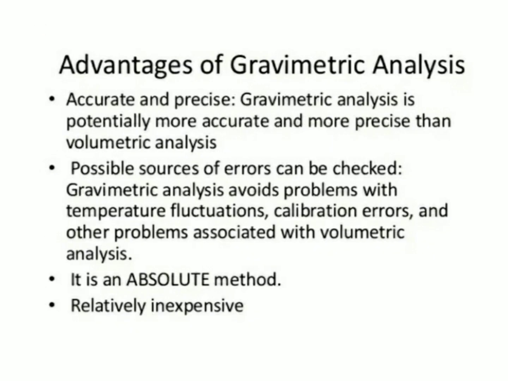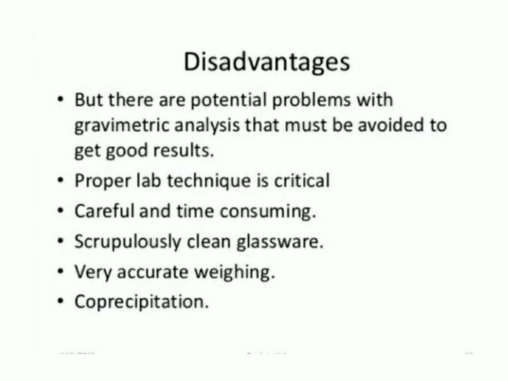Advantages of gravimetric analysis: accurate and precise. Gravimetric analysis is potentially more accurate and more precise than a volumetric analysis. Possible sources of errors can be checked. Gravimetric analysis avoids problems with temperature fluctuation, calibration errors, and other problems associated with volumetric analysis. It is an absolute method and relatively inexpensive.